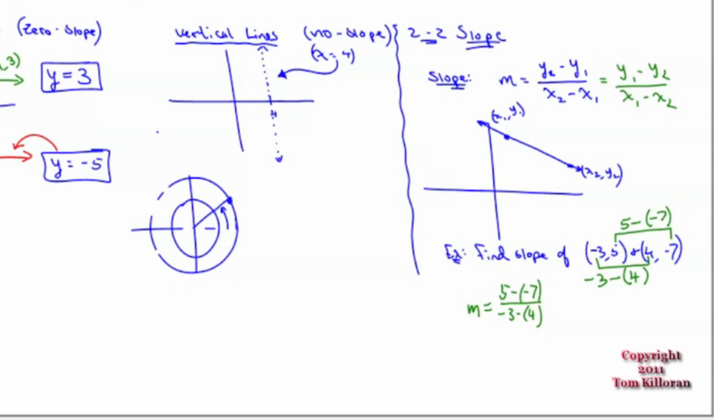Someone could do it backwards. What's 5 minus a negative 7? 12. Negative 3 minus 4? Negative 7. So when you write your answer, it's going to be negative 12 sevenths. So this slope would be down. It would be going down semi-fast. It's negative 1 and 5 sevenths. But yeah, slope you can calculate either way. If you're more comfortable doing the second one first and the first one second, that's fine. But I suggest you just go left to right.